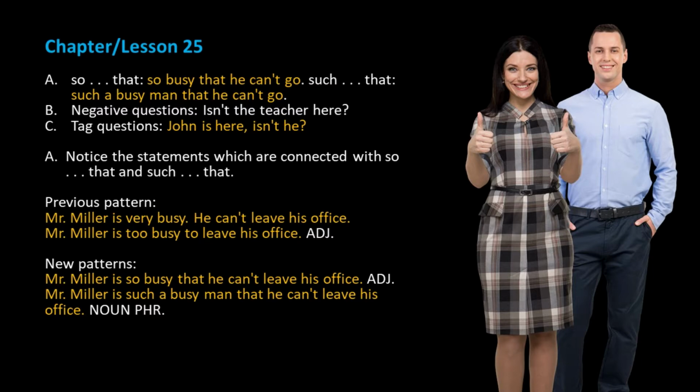For example, Mr. Miller is very busy. He can't leave his office. Mr. Miller is too busy to leave his office. In the new pattern, we will use that for the same purpose to join sentences. For example, Mr. Miller is so busy that he can't leave his office. Mr. Miller is such a busy man that he can't leave his office.